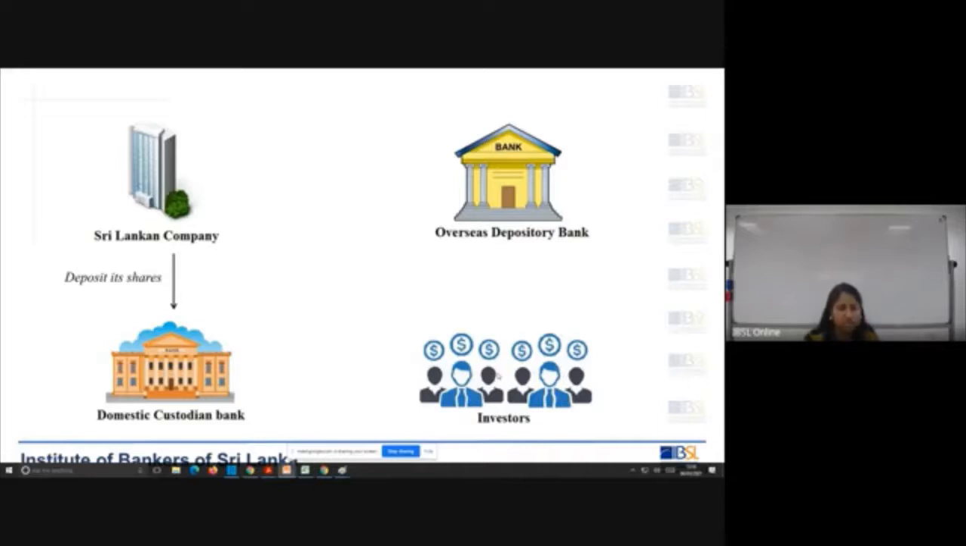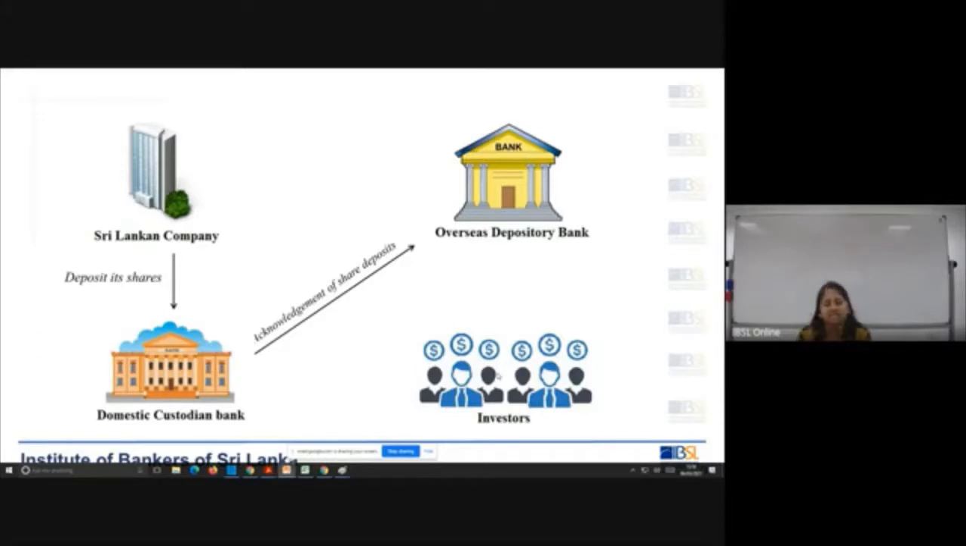Now, let's say this was Standard Chartered. So when Standard Chartered Sri Lanka gets the shares, they would call up and inform the overseas depository bank, say, look here, we got the share deposit. They will acknowledge the share deposit. Now, the overseas depository bank can trust their domestic bank. The overseas bank is also, let's say, Standard Chartered UK. Standard Chartered UK can, of course, believe Standard Chartered Sri Lanka, all part of the same bank.